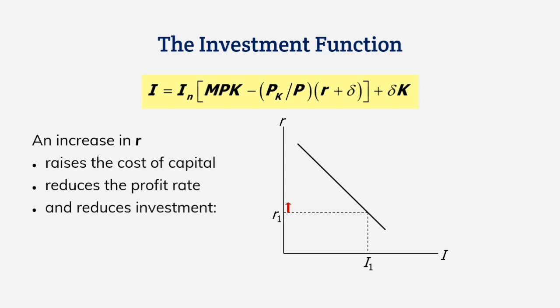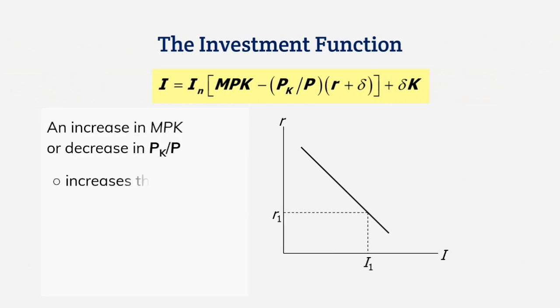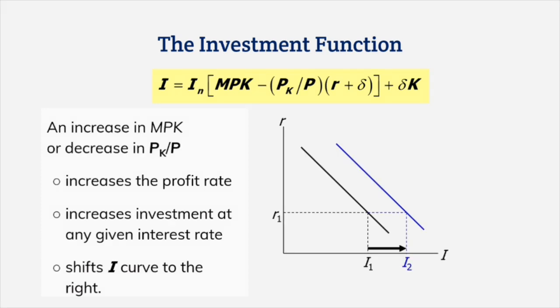In the investment function, the curve shows that an increase in r raises the cost of capital, reduces the profit rate, and then reduces investment. And the next one, an increase in the marginal productivity of capital or a decrease in PK divided by P increases the profit rate, increases investment at any given interest rate, and shifts the I curve to the right.